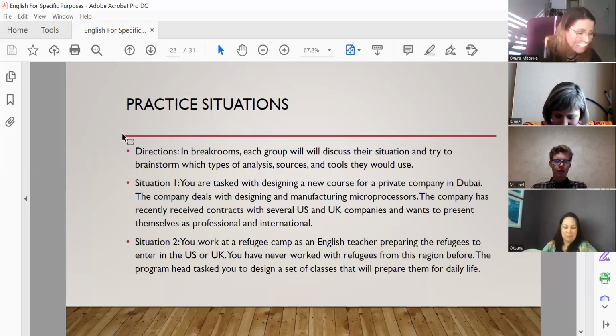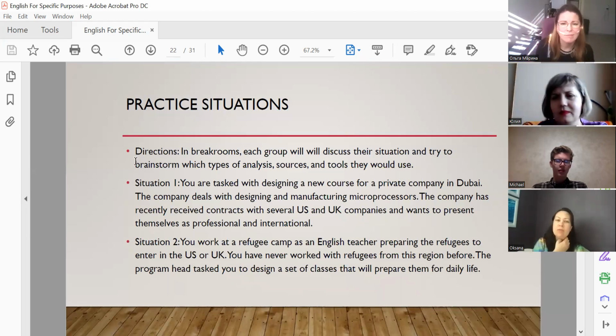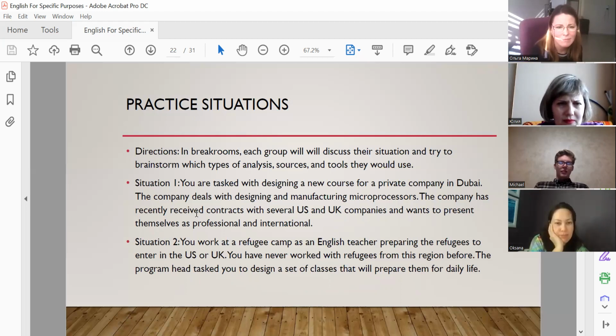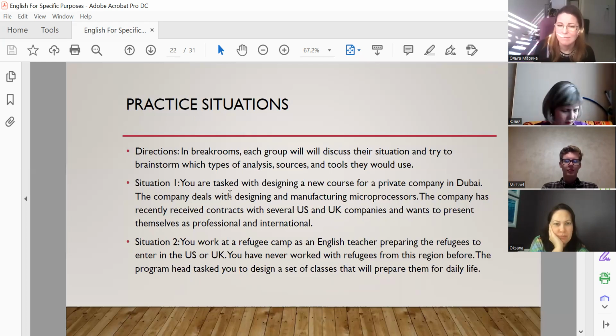So let's take a look at a practice situation. We have two situations. I hope that the breakout rooms will work. Olga and Yulia, you'll be in one breakout room, Michael and Oksana in the other. So choose situation 1 or 2. Think about data triangulation, the Holy Trinity, and how you would go about preparing and designing your course.